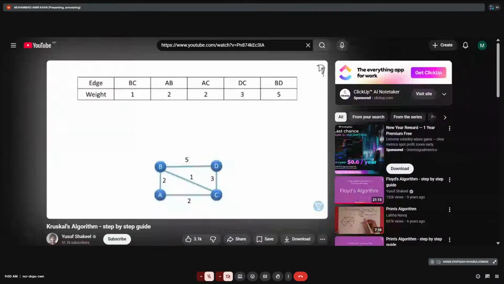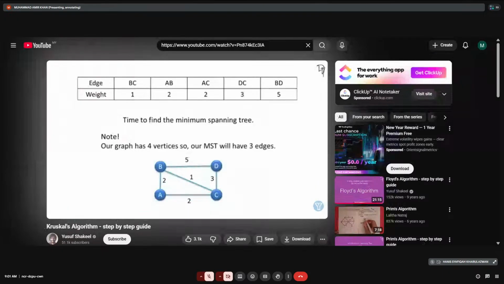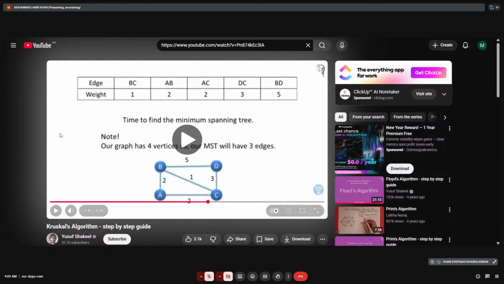Okay, this is step number 3. Now the time to find the minimum spanning tree. How do we find the minimum spanning tree? Note that our graph has 4 vertices, 1, 2, 3, so our MST will have 3 edges. It means that if we have 4 vertices, your MST must have 4 minus 1, which is 3 edges. This is the rule basically.